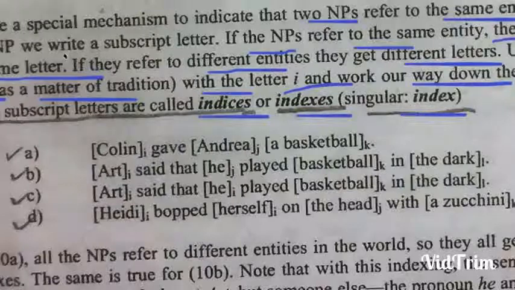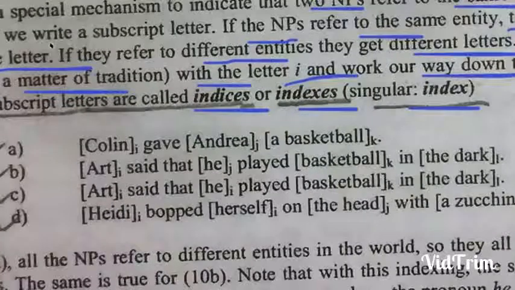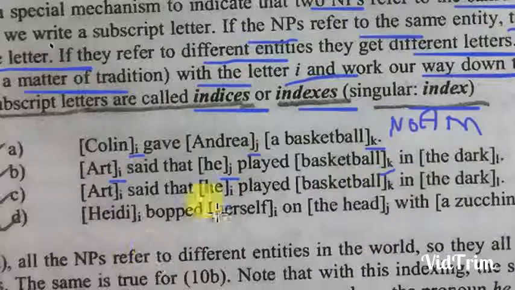Now, first sentence: Colin gave Andrea a basketball. Now, Colin and Andrea are different people. Next sentence: Art said that he played basketball in the dark. Now, here he refers to some other entity, say Noam. Okay. Next sentence: Art said that he played basketball in the dark. Now, he refers back to Art here.